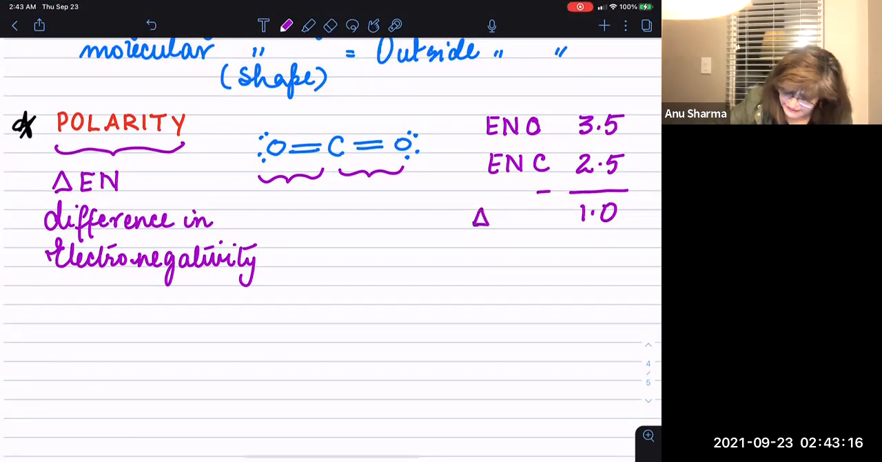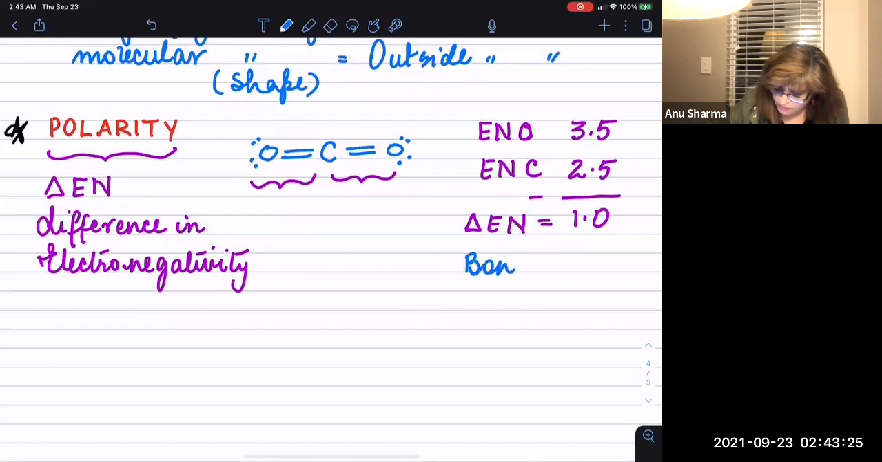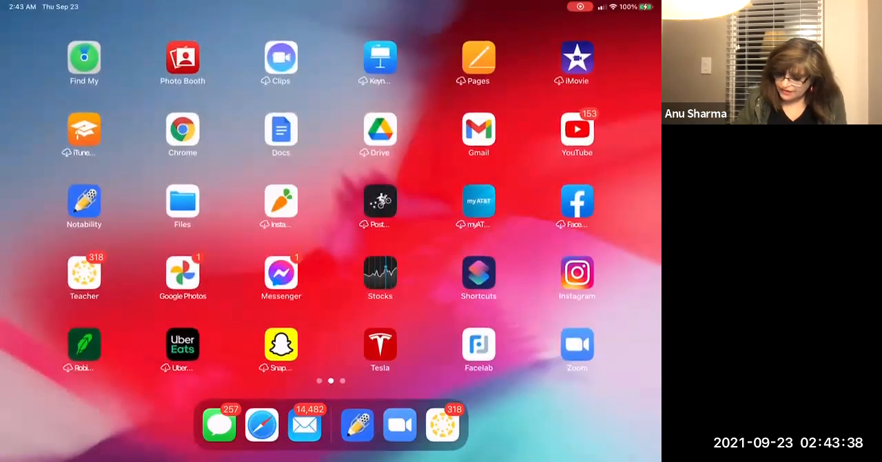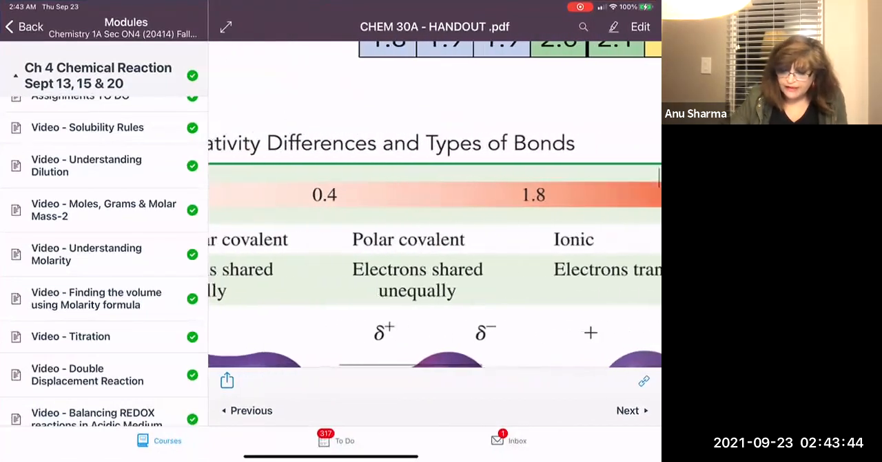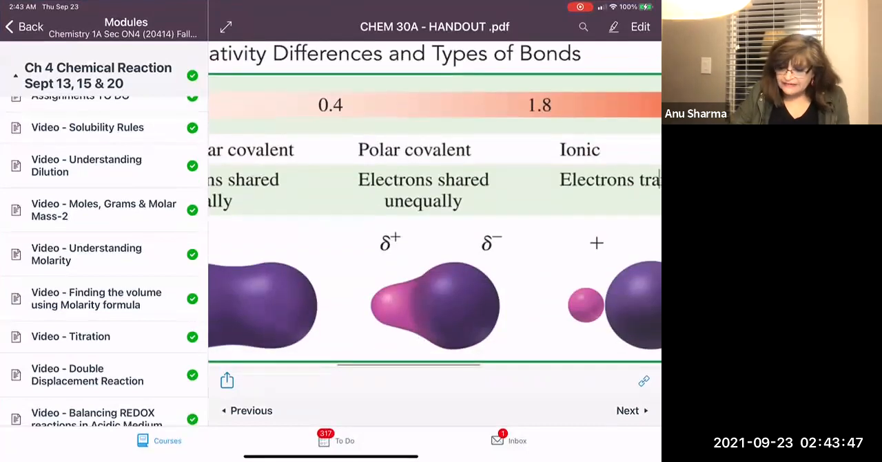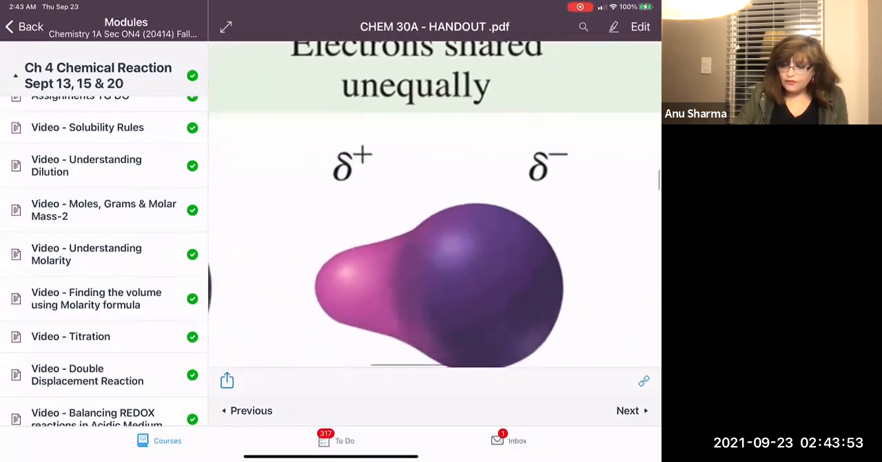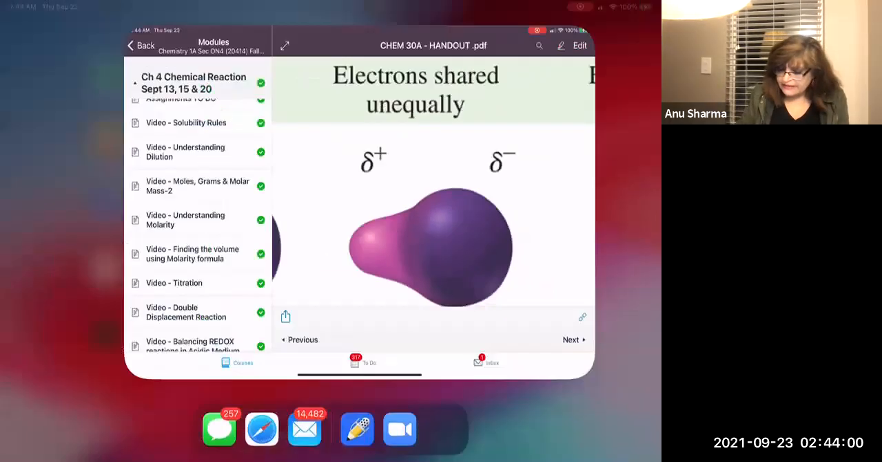Okay, so the difference in electronegativity is 1.0. What kind of bond is that? Is it a polar bond or a non-polar bond, or an ionic bond? Obviously we are just dealing with the polar and the non-polar. So you look at the table, and the electronegativity difference between 0.4 and 1.8 is a polar bond, which means that the electrons are not shared equally. Therefore, between carbon and oxygens, we will see the formation of delta positive and delta negative charges.